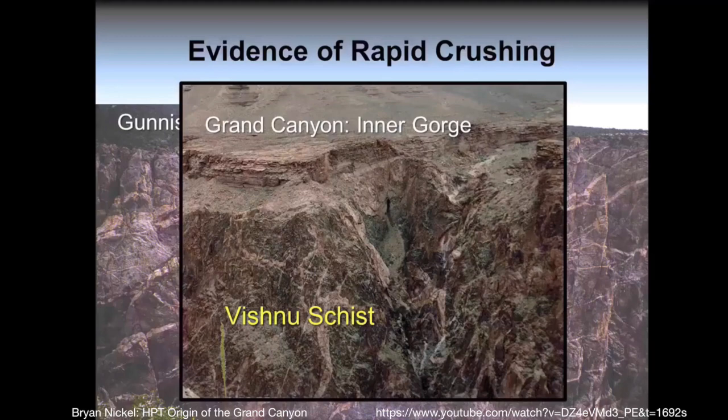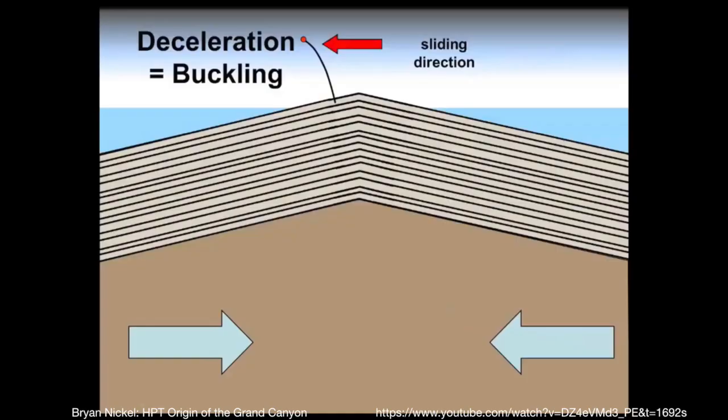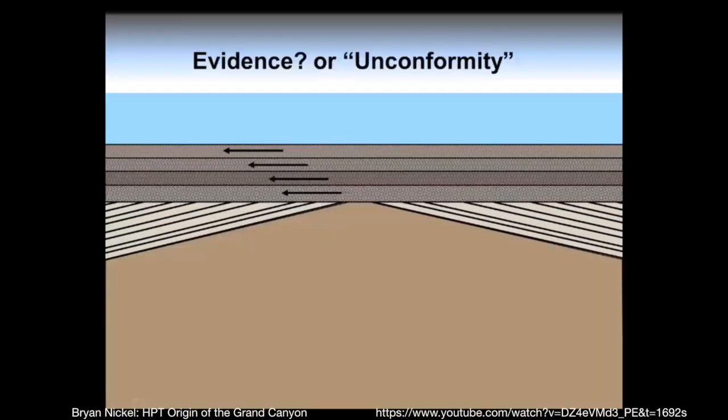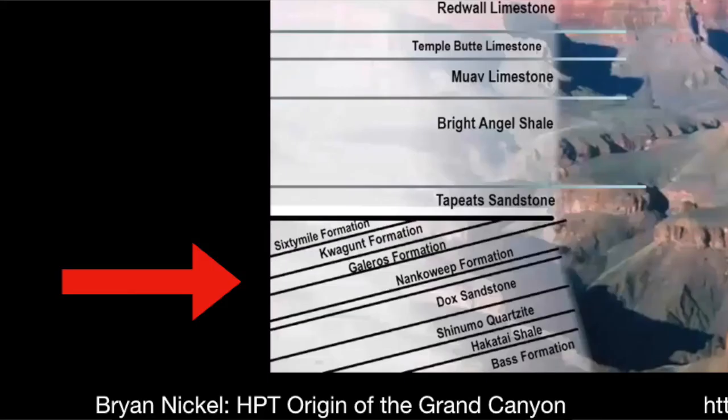Vishnu schist got crushed like that. What force is going to do that? Well, that's the continent sliding. Okay, and then it's going to buckle. So now some of them are going to be up higher, and they're going to get sheared off. And so some of those layers, that's how you get the flat layers on top of the slanted layers. And you see that in the Grand Canyon.